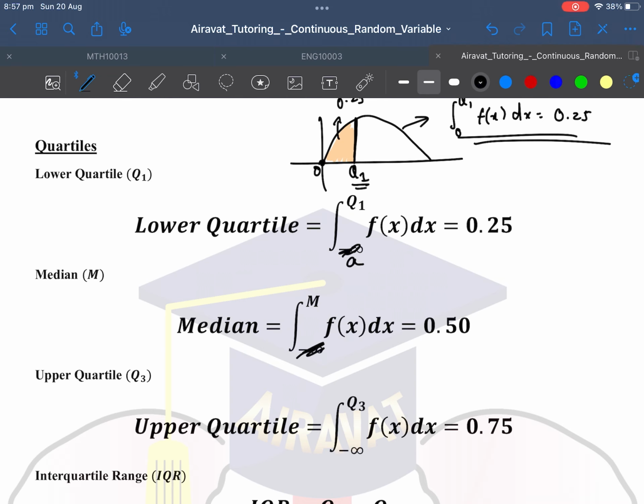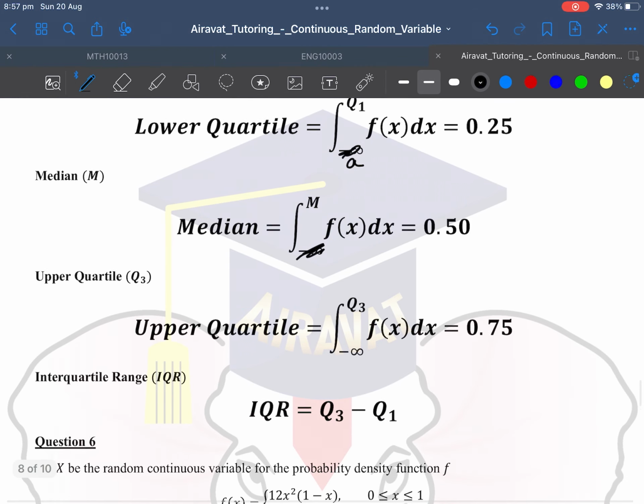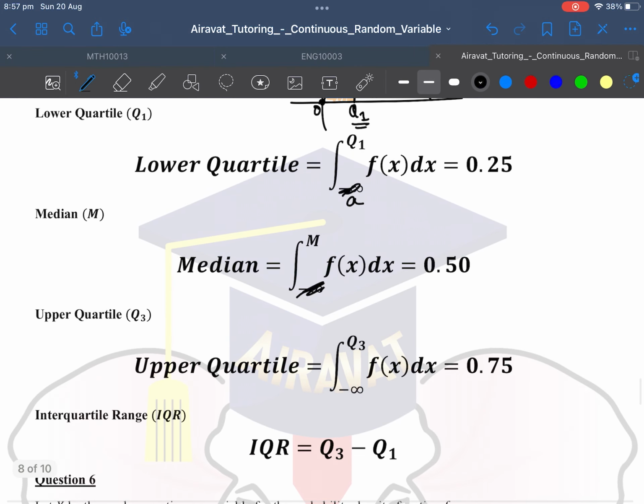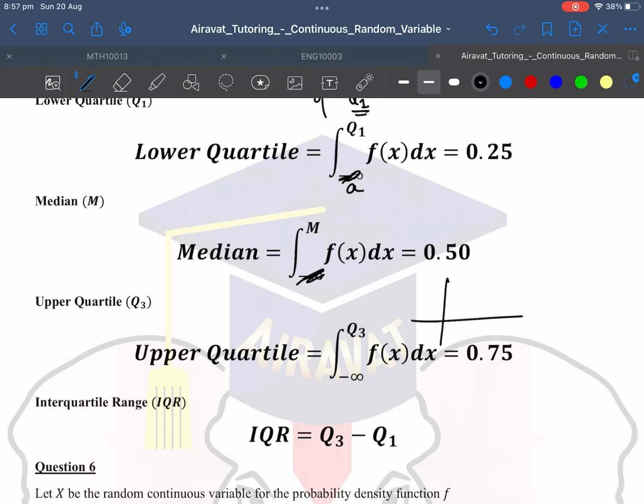Again, could be any endpoint that you get in your question. Just check your terminals, don't put negative infinity. Upper quartile is when the area is 0.75. So again, if I had this same quadratic drawn over here and say that the area over here is 0.75, then this will be our upper quartile.